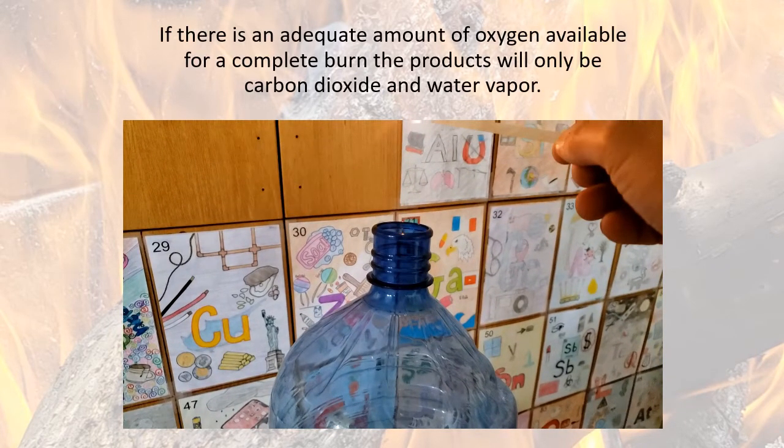If there is an adequate amount of oxygen available for a complete burn, the only products will be carbon dioxide and water vapor. I would guarantee there is still ethanol inside of the bottle. But since all the oxygen was used and had been turned to carbon dioxide and water, there is no oxygen to react with the ethanol that's in the bottle.